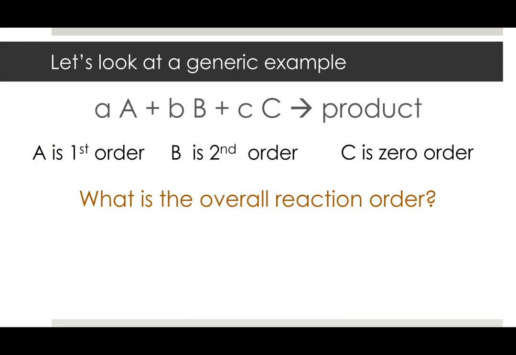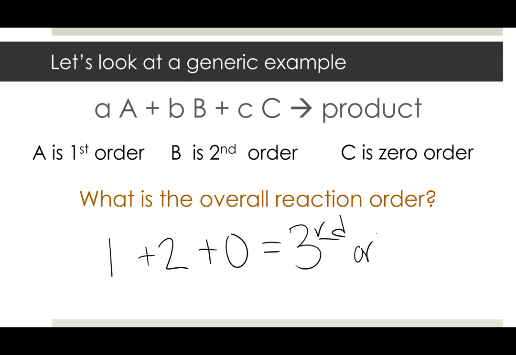Okay. So let's take a look at just a quick example. If A is a first order reaction and B is a second order reaction and C is a zero order, what is the overall reaction order for this reaction? Yeah, so it's just 1 plus 2 plus 0. So this is a third order reaction, overall reaction. Okay, third order.